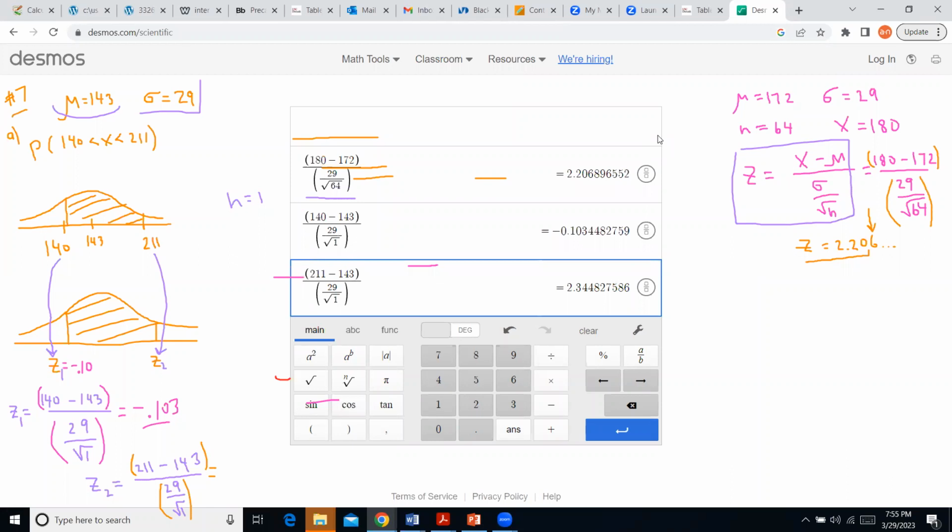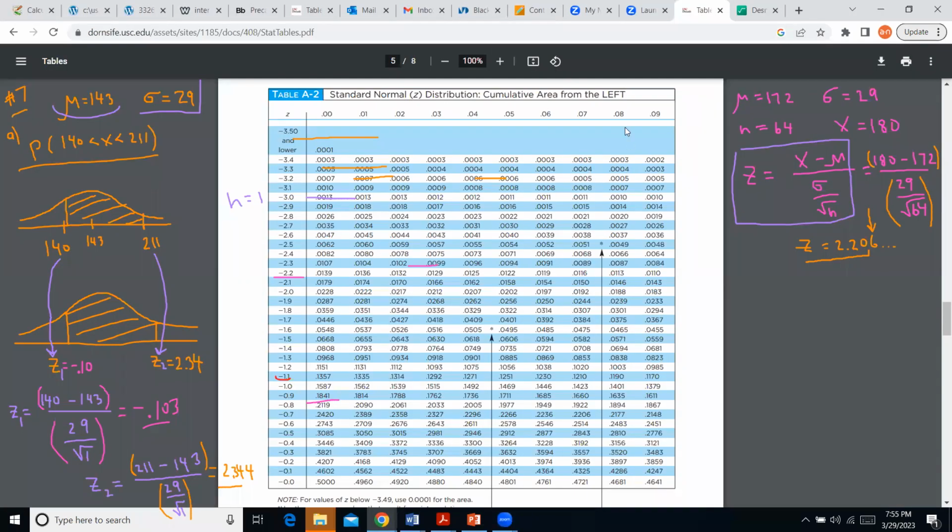So one more value of z is found. It is 2.344... So we need just 234, right? And now we will be able to answer the question about probability by finding the area in our favorite tables. So it looks like there is a negative value of z and a positive value of z.